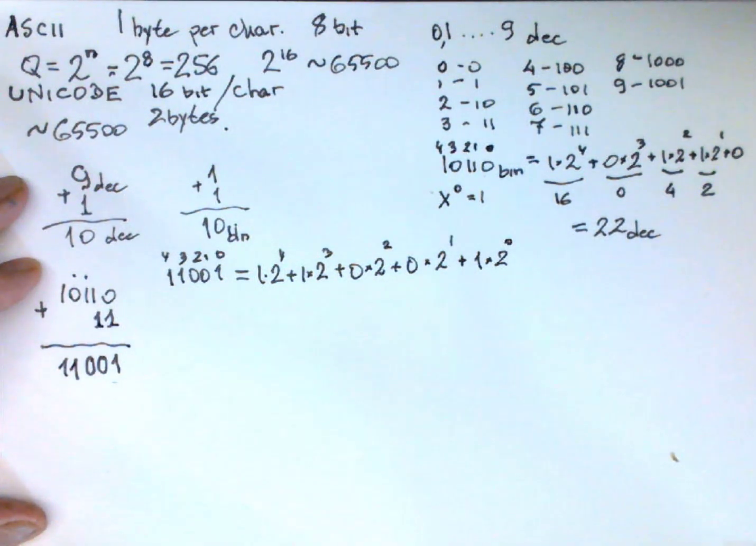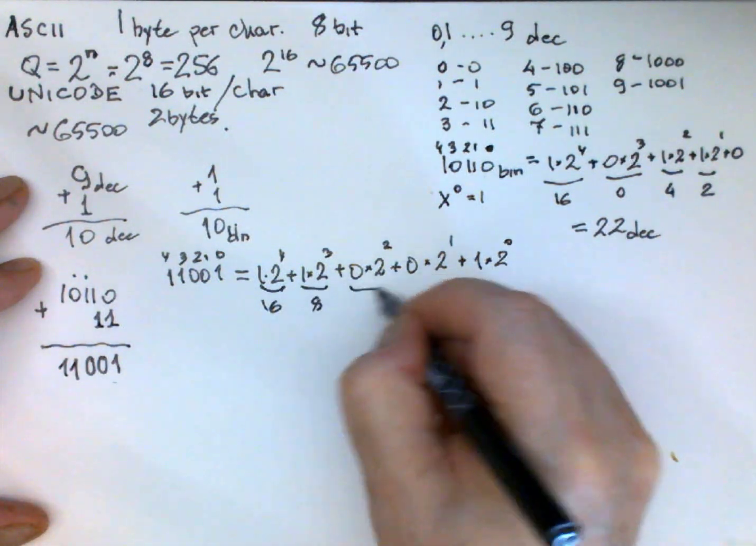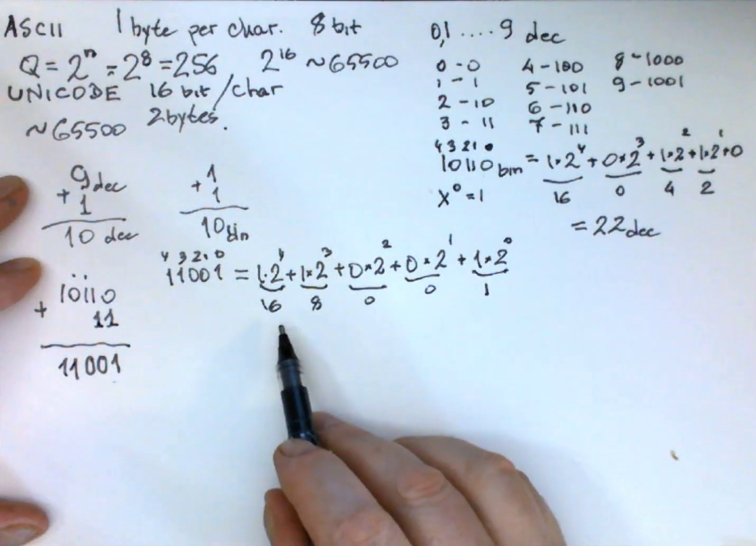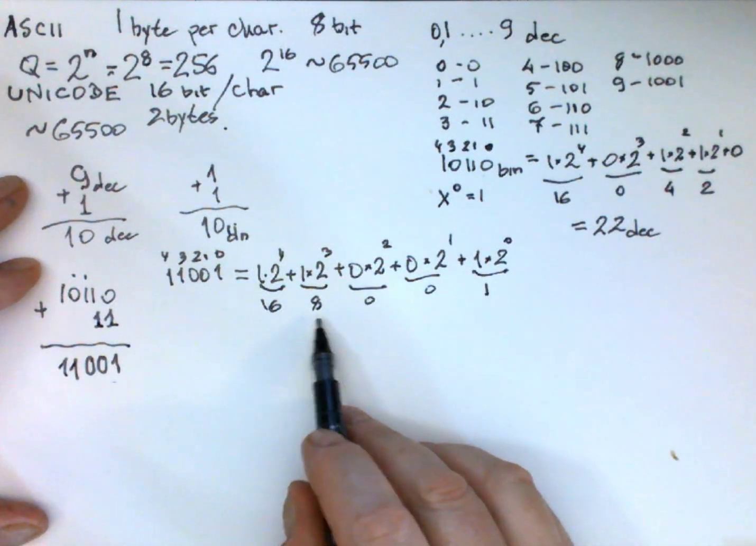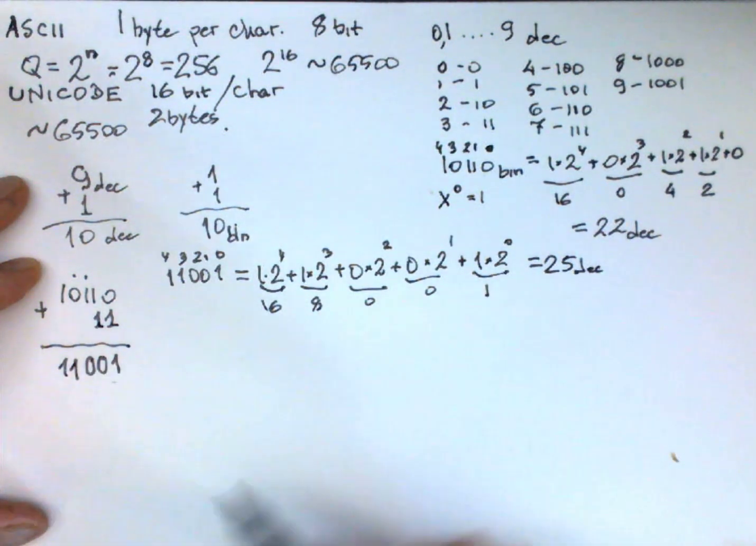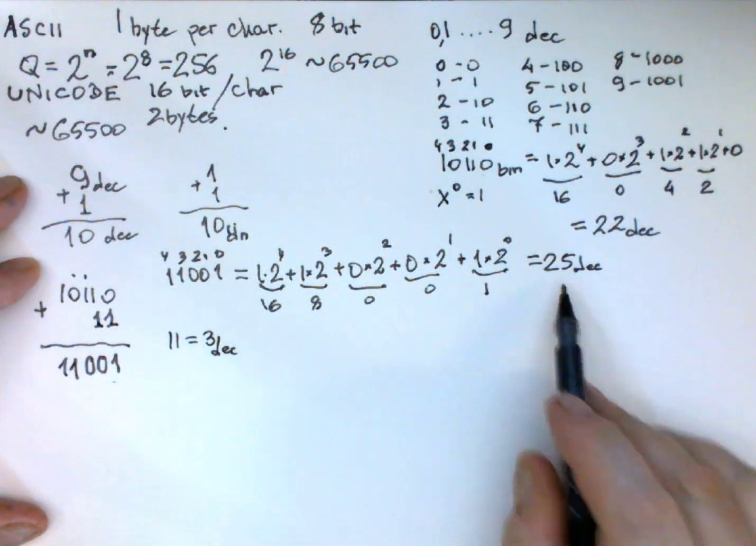How to calculate this? That is 16, that is 8, that is 0, that is 0, and that is 1. So that will be 25 in decimal. So we took 22, we add 3, binary 11 is equal to 3 in decimal, and we get 25.